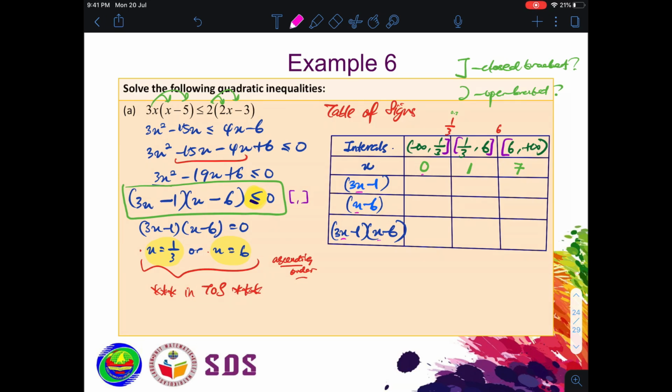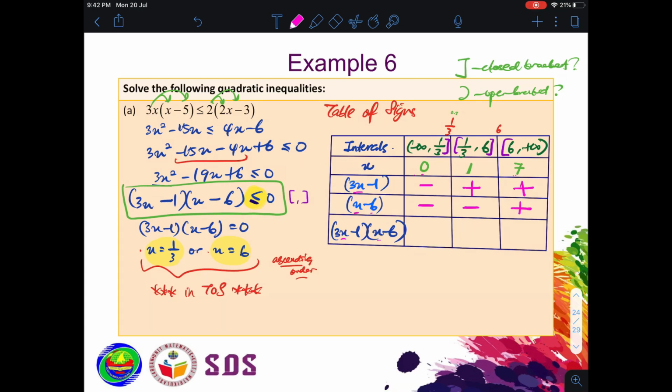So 0 times 3 is 0, 0 minus 1 is -1, which gives me a negative sign. Here 1 times 3 is 3, minus 1 is 2, therefore I get a positive. 7 times 3 is 21, minus 1 is 20, which is positive. For the other factor, 0 minus 6 gives me -6, that's why it's negative. 1 minus 6 gives me -5, and 7 minus 6 gives me +1.